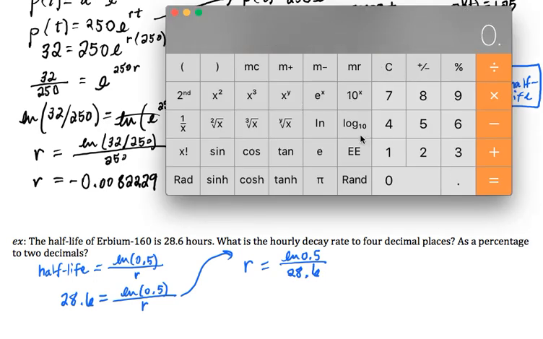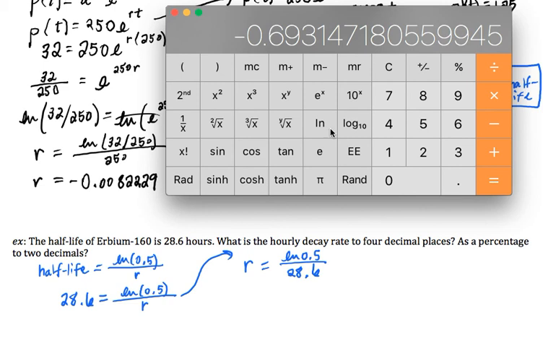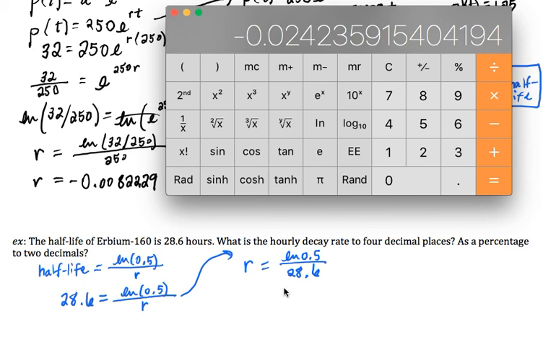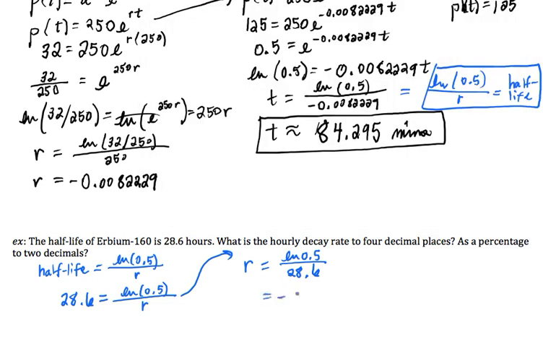So 0.5, take the natural log and divide that by 28.6. We get negative 0.0242.